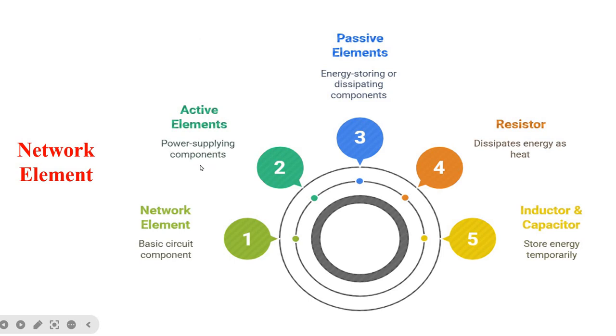Fine. So here these three are the passive elements and the sources which will provide the power and energy to the components, these are called the active elements. So here network elements are two types, that is active element and the passive element. Active elements will supply the power and energy to the network or to the components, and passive elements are the elements which will store the energy and dissipate the energy. So resistor will dissipate the energy in the form of heat and inductor will store the energy temporarily. Inductor and the capacitor, these both are energy storing elements.